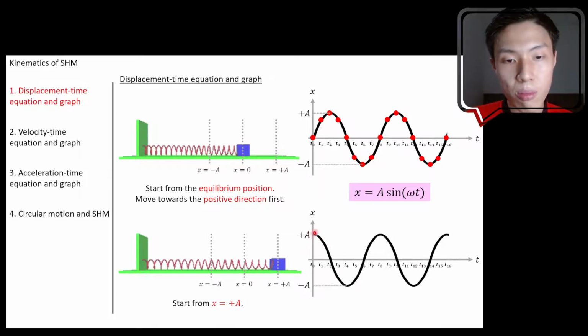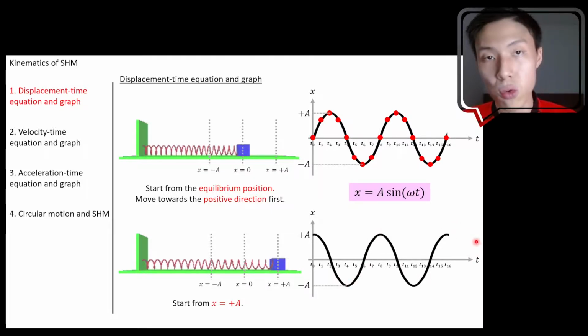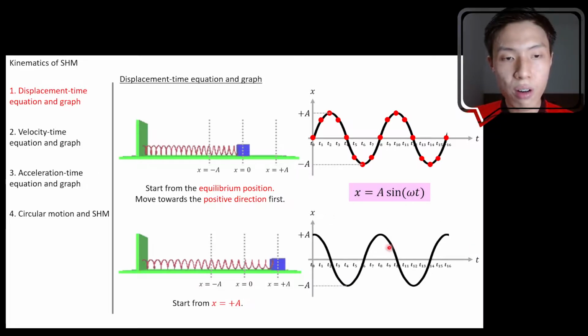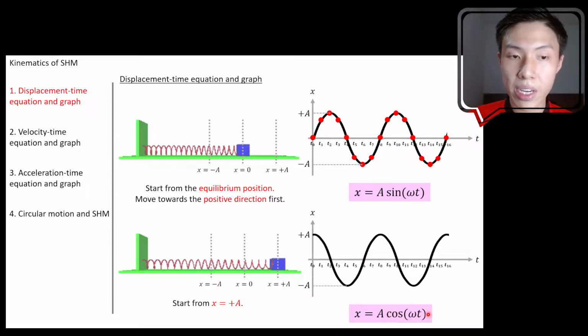Starting from the positive amplitude, moving towards the equilibrium position, then moving towards negative A, because it goes from here towards negative A. Then from negative A, you go towards equilibrium position, then towards positive A, then it goes up like this. Then you repeat again and again because it's a periodic motion. Okay, so for this graph over here, you can describe it as a cos graph because this is a cosine shape, right? Therefore, your equation should be A cos omega t.